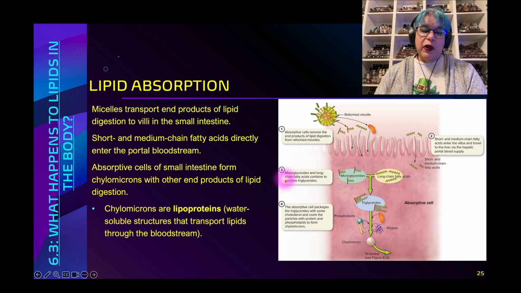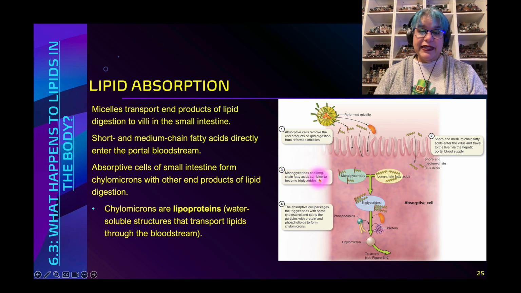But the absorptive cells of the small intestine will form something called a chylomicron with other end products of lipid digestion. Chylomicrons, this little dude right here, is a lipoprotein, meaning it's a combination of a lipid and a protein. The thing that makes it special, though, is because it's that combination, it is water soluble, and it'll transport those lipids through the bloodstream if I want them to. So the absorptive cells remove the end products of lipid digestion from reformed micelles. The short and medium chain fatty acids enter the villus and travel to the liver via the hepatic portal blood supply.